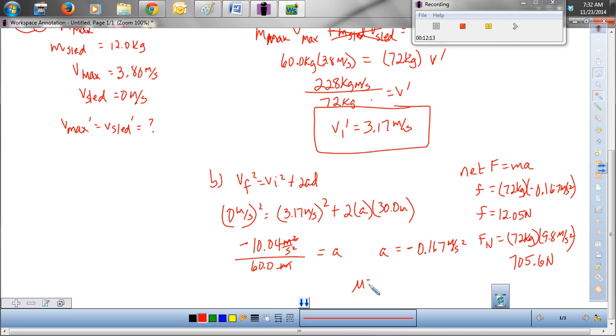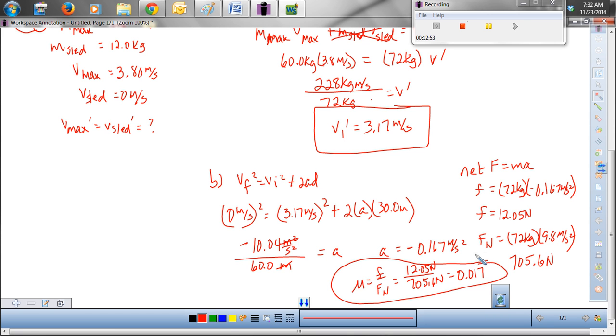So mu is equal to friction over normal. So now I have 12.05 divided by 705.6. So I don't have much frictional coefficient. 12.05 divided by 705.6 gives me coefficient of friction to be 0.017. So that's part B.